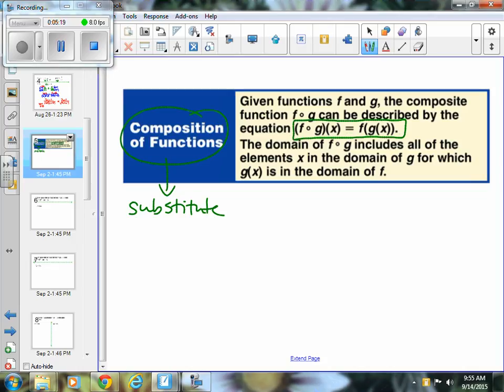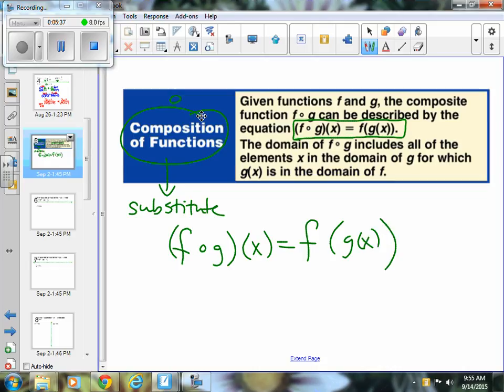This f composed of g, you would say that. It's an f with an open circle. So when you see the open circle, that's your operator symbol for composition. So basically what it means, when you see f circle g, it's not f times g, it's composition. It means you are substituting the function g of x into the function f.